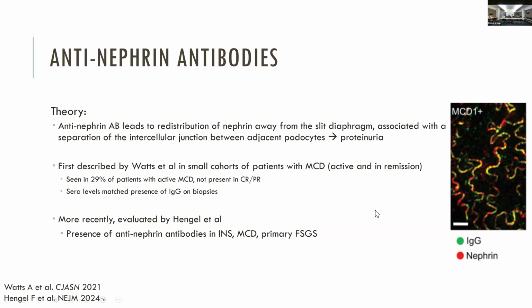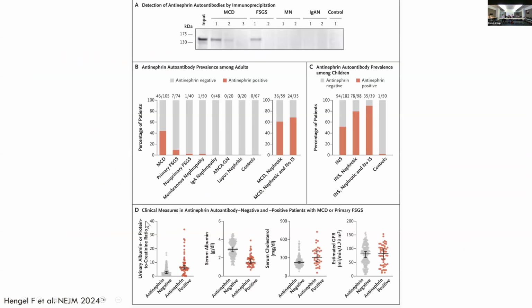So then this was further evaluated in a New England Journal paper that came out in 2024 by Hengel et al., and looked at the anti-nephrin antibodies in idiopathic nephrotic syndrome, meaning nephrotic syndrome NOS, haven't been biopsied, minimal change, primary FSGS. And this is kind of what they found.